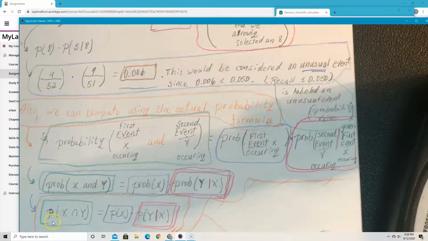Shorter yet, instead of PROB, P for probability, X, this little symbol here is for "and": X and Y. Sometimes they use the word intersection as well. X intersect Y, X and Y. Both have to happen. Equals P of X, probability of X, times P of Y given that X occurred.